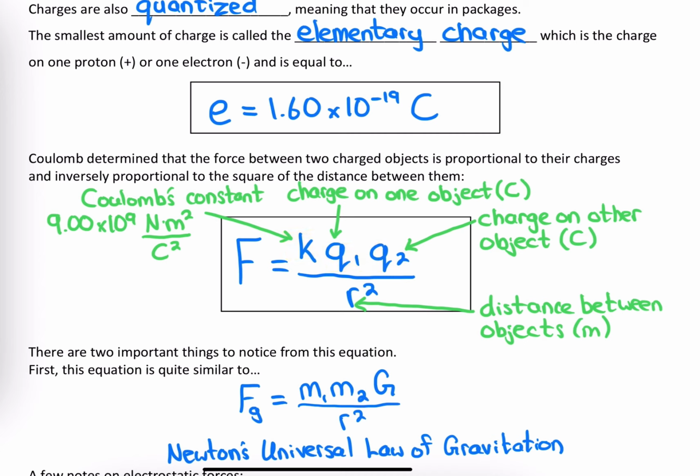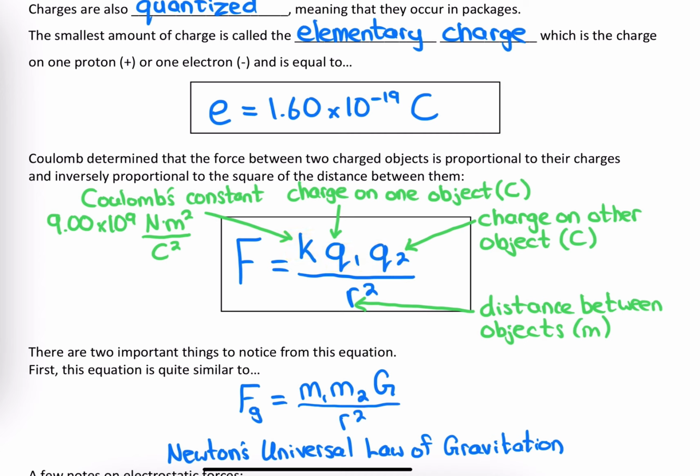So let's move on and look at a couple of examples now. First of all, I'm just going to label our new formula, Coulomb's law. Okay, two point charges of 1.8 times 10 to the negative 6 coulombs and 2.4 times 10 to the negative 6 coulombs produce a force of 2.2 times 10 to the negative 3 newtons on each other. How far apart are these two charges?